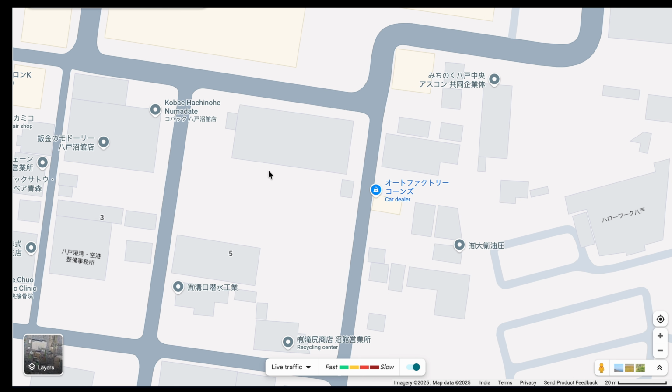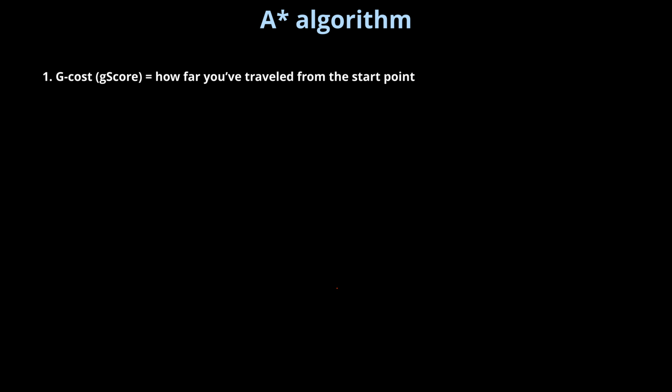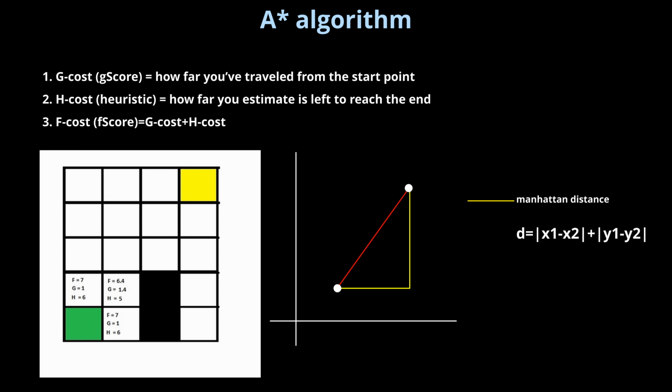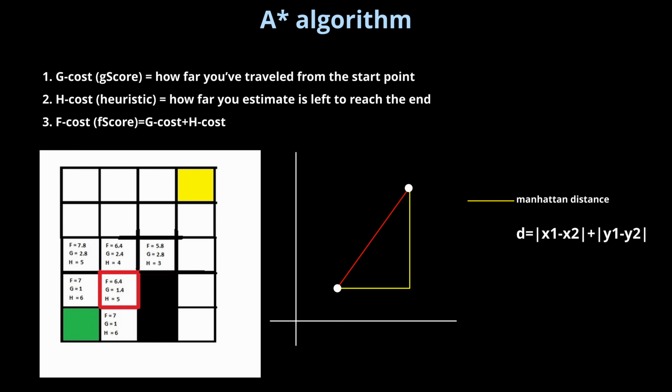So let's look at the core idea behind the A-star algorithm. A-star works with 3 main concepts. First, G-cost, or G-score: how far you've traveled from the start point. Second, H-cost, the heuristic: how far you estimate is left to reach the end. Here we use something called Manhattan distance because our paths only move horizontally and vertically. So it's just |x1 minus x2| plus |y1 minus y2|. Third, F-cost, or F-score. This is the total cost. It's simply G-cost plus H-cost added. A-star always picks the node with the smallest F value next, the one that looks most promising.